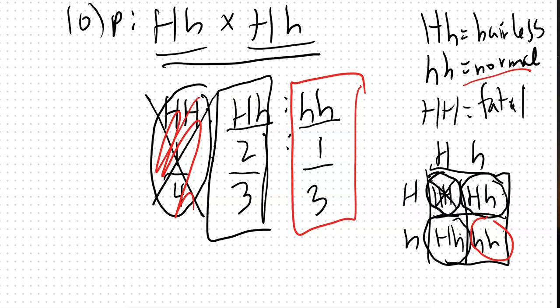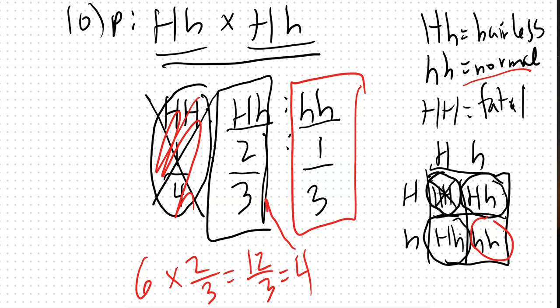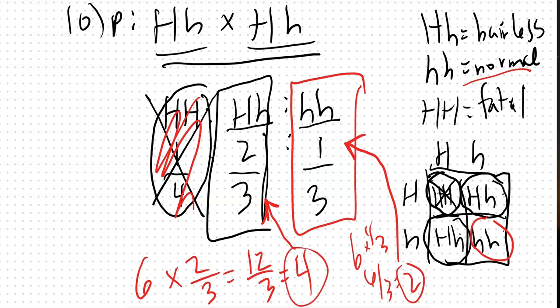So all we have to do is multiply 6 by 2/3, and that gives us 12/3, which is 4. Right? If we simplify that. And so we would expect 4 dogs to be hairless, and then we can do the same thing here, 6 times 1/3, which would be 6/3, which is 2. 2 of these dogs would be normal. All right.